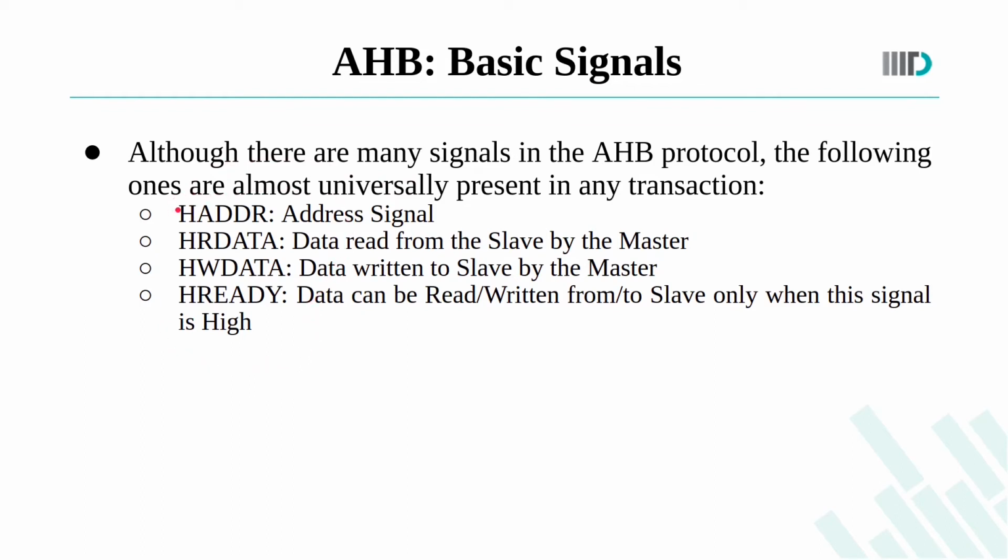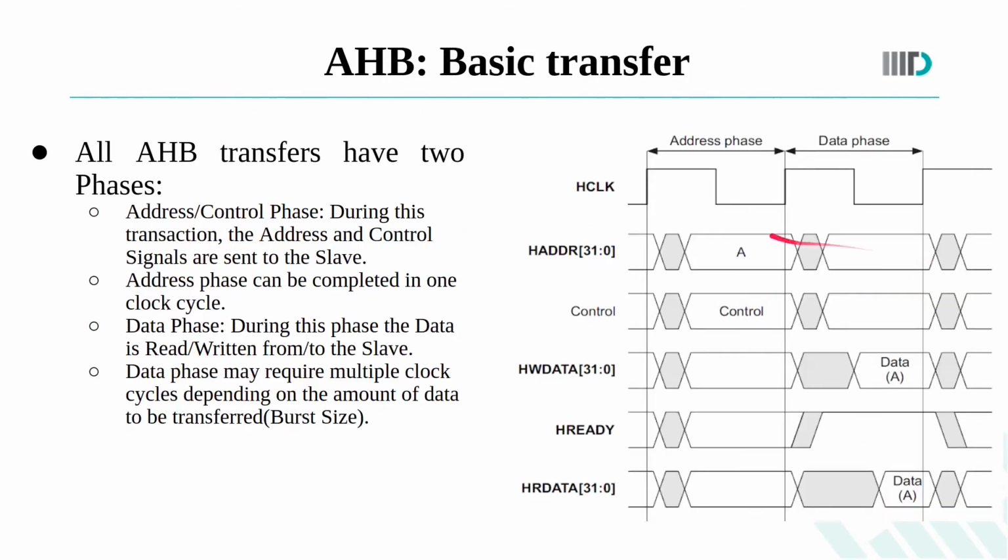And there are many signals, but there are some signals that are always present in any AHB transfer. That is the address, which sends the address that will be read or written to, and there is the read data, which is the data that is read from the slave, and the write data, which is the data that is sent by the master to be written to the slave, and HREADY, which indicates that the slave is ready to either write or read the data from the master.